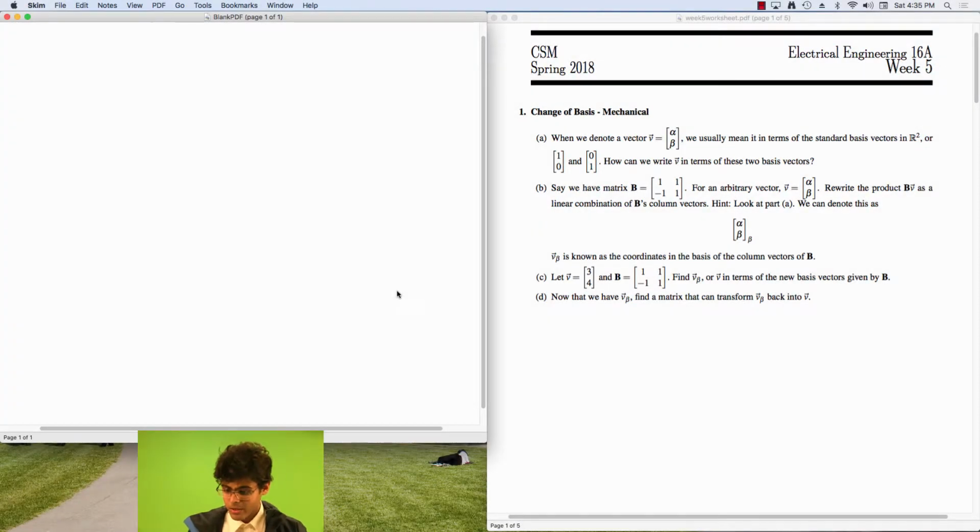Hi, let's get started with the worksheet for week 5. And question number 1 is essentially about change of basis and how we proceed through the mechanical computations for change of basis.